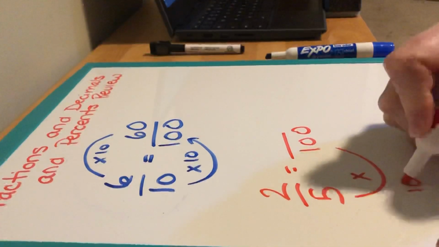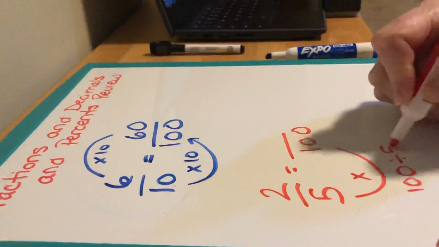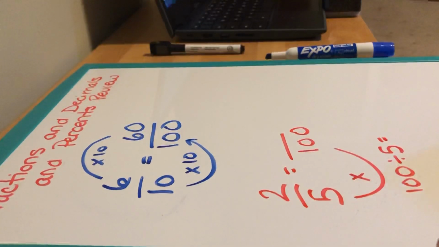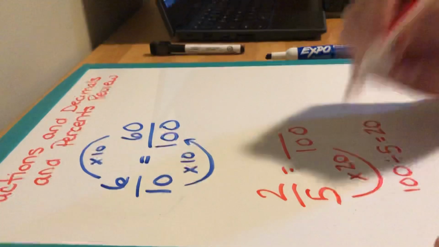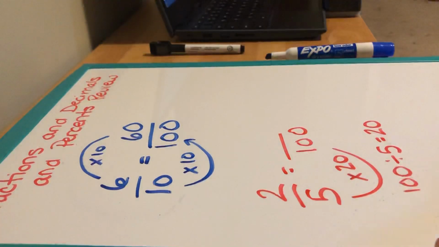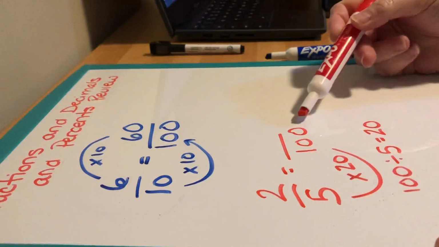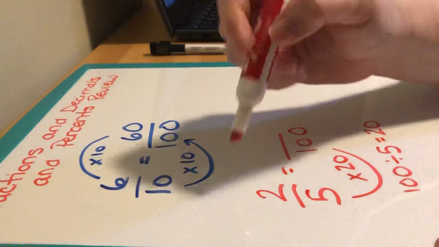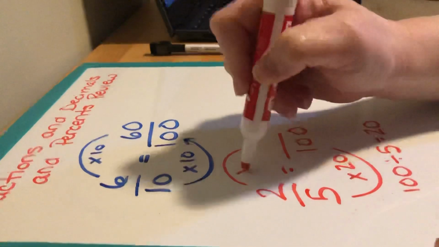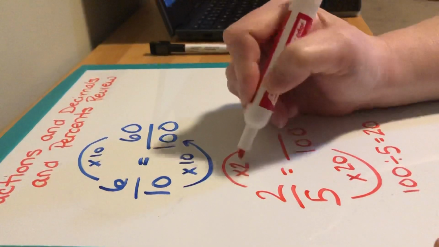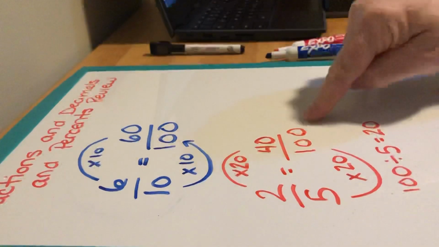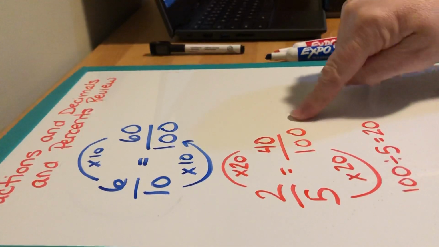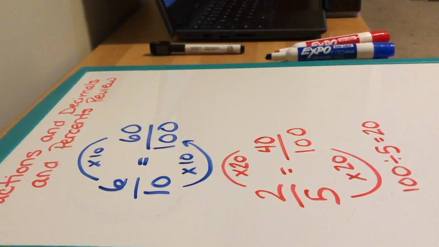If I do 100 divided by 5, turn the equation around, that will get me the number I'm looking for. The answer is 20. So 5 times 20 gets me 100. What I do to the bottom of the fraction, I need to do to the top. So I'm going to times this by 20, and my new fraction is going to be 40. And this is really important, to get these fractions to a denominator of 100, because then I can very easily turn them into decimals.